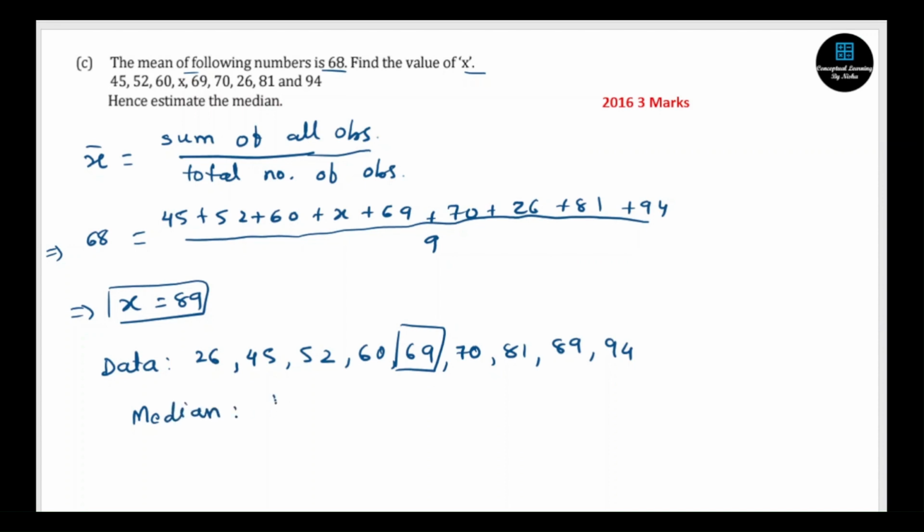So median is the n plus 1 upon 2th observation or term. So you get the fifth term, which is nothing but 69. So 69 is the median.